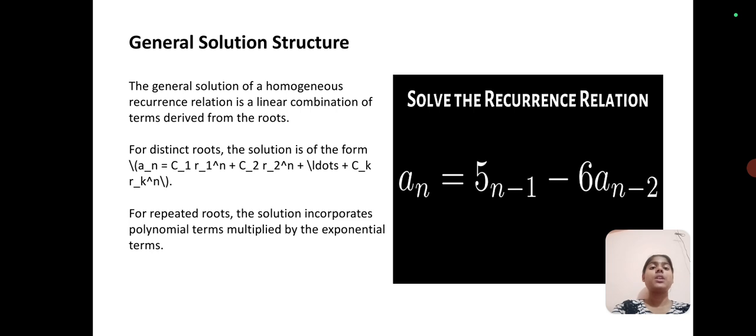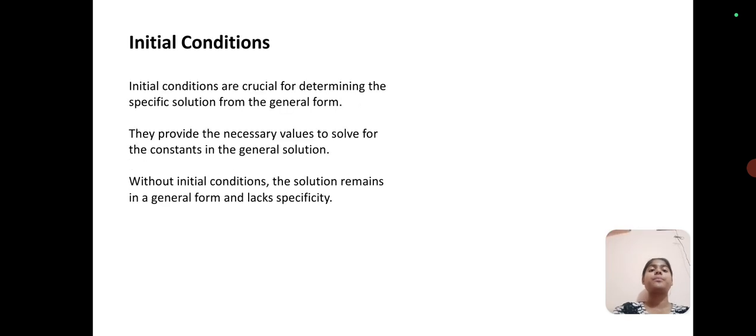General solution structure. The general solution of a homogeneous recurrence relation is a linear combination of terms derived from the roots. For distinct roots, the solution is of the form a_n = c1 * r1^n + c2 * r2^n and so on up to ck * rk^n. For repeated roots, the solution incorporates polynomial terms multiplied by the exponential terms.